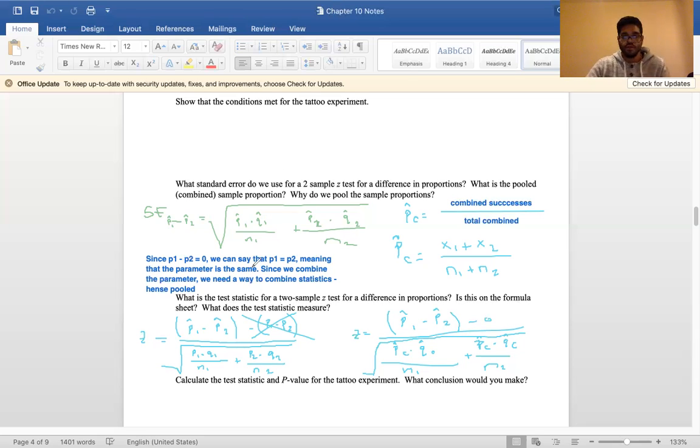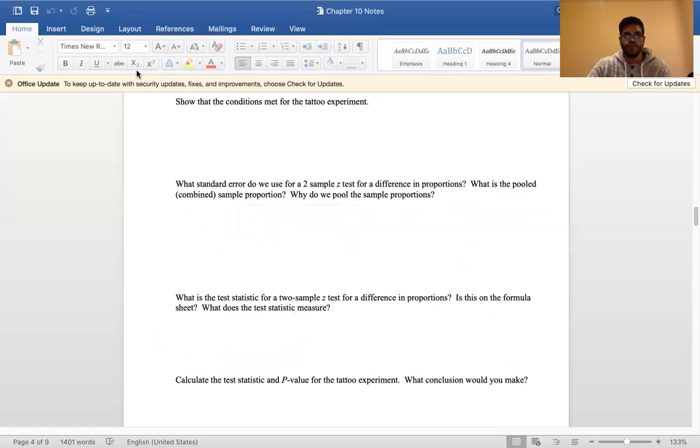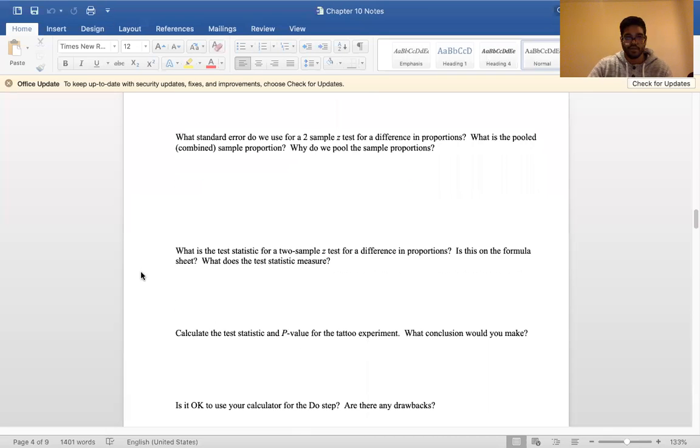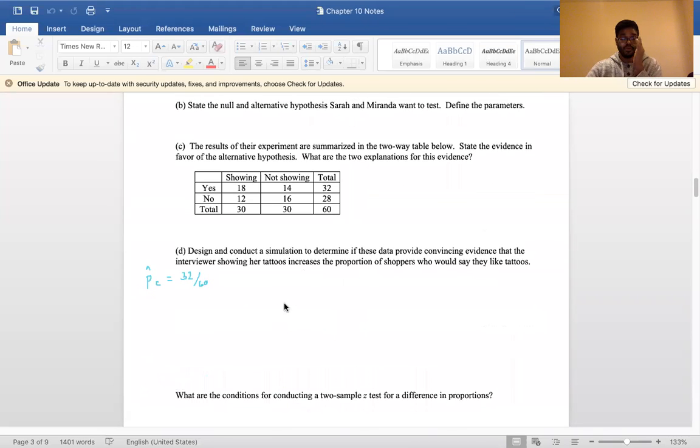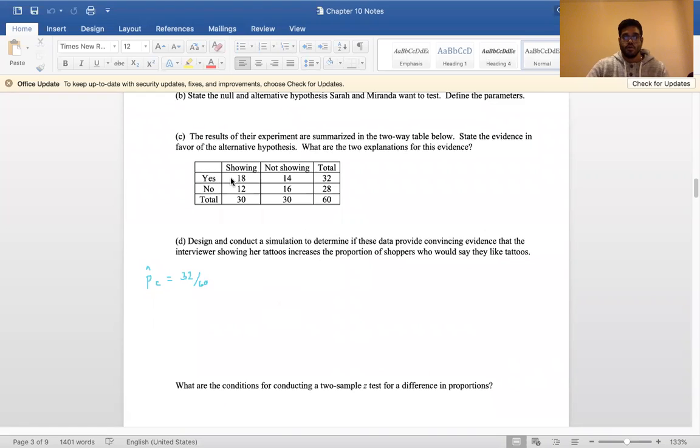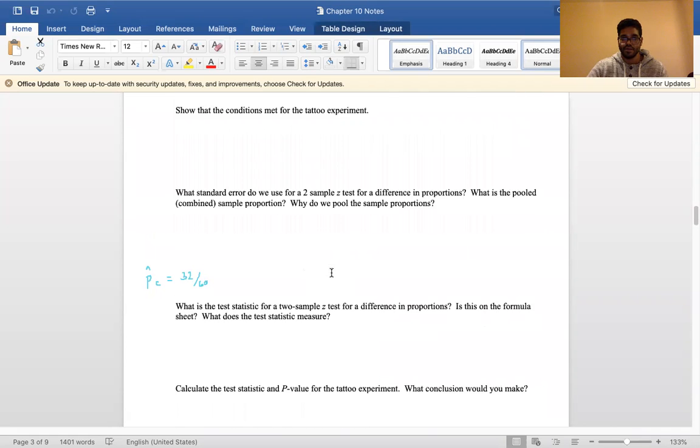All right, so now if you go back to the tattoo problem and combine our results together, you get P hat C is equal to 32 out of 60. That comes from up above, if you just look at the table. We're looking at success as being yes, so 32 out of our total being 60. That's our P hat combined.